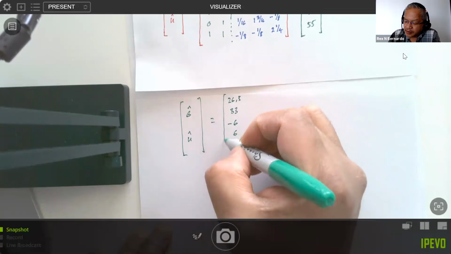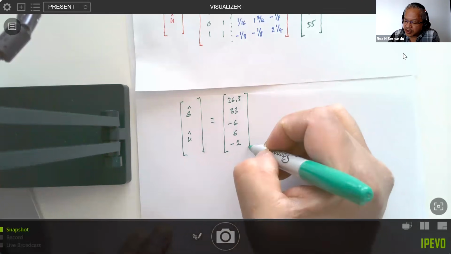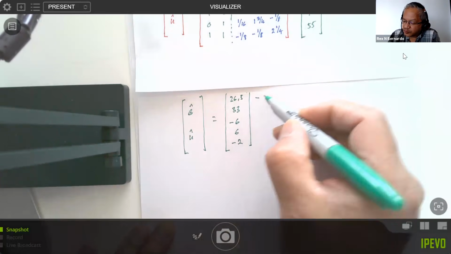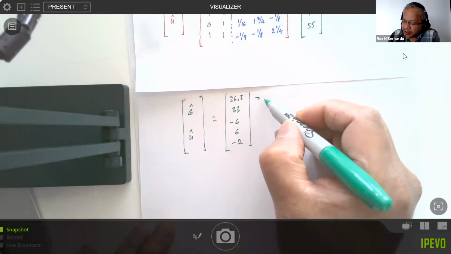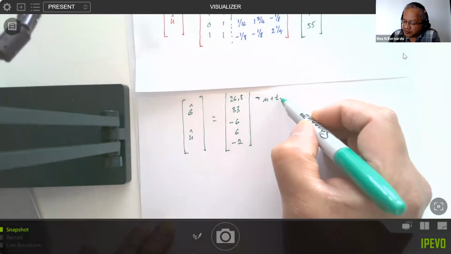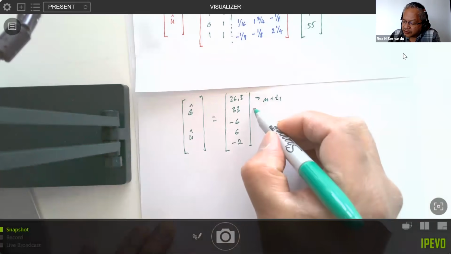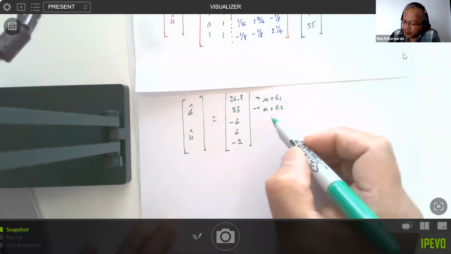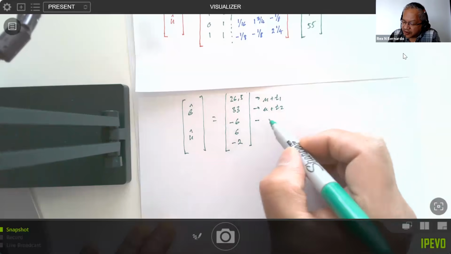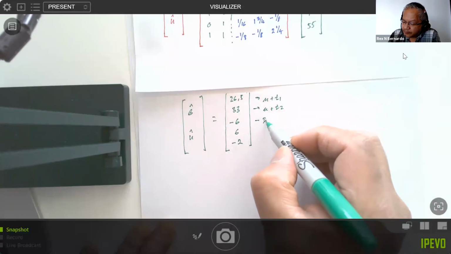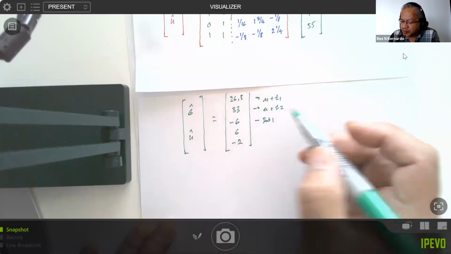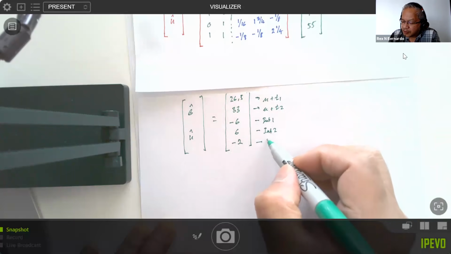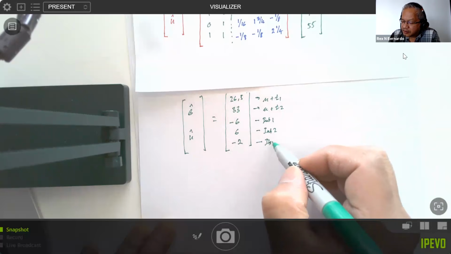Okay. In other words, what we're saying is that this 26.5, we said that was equal to the mean plus the effect of the first set. The 33, that's equal to the mean plus the effect of the second set. This is the effect of inbred 1. I mean the BLUP of inbred 1. This would be the BLUP of inbred 2, and this would be the BLUP of inbred 3.